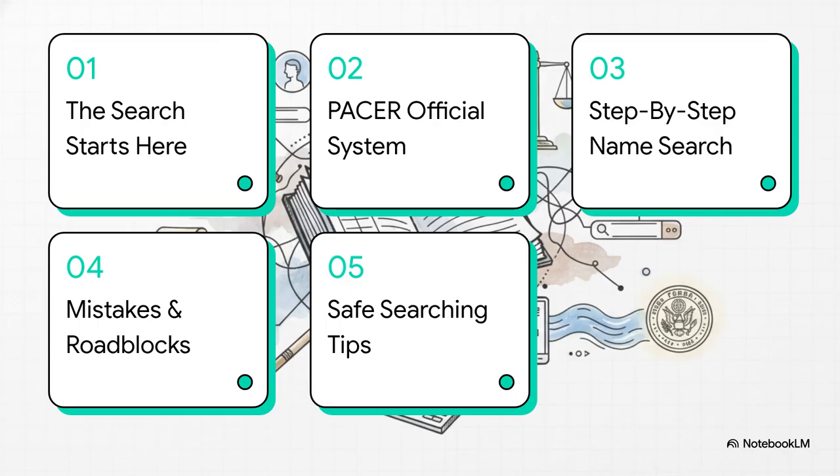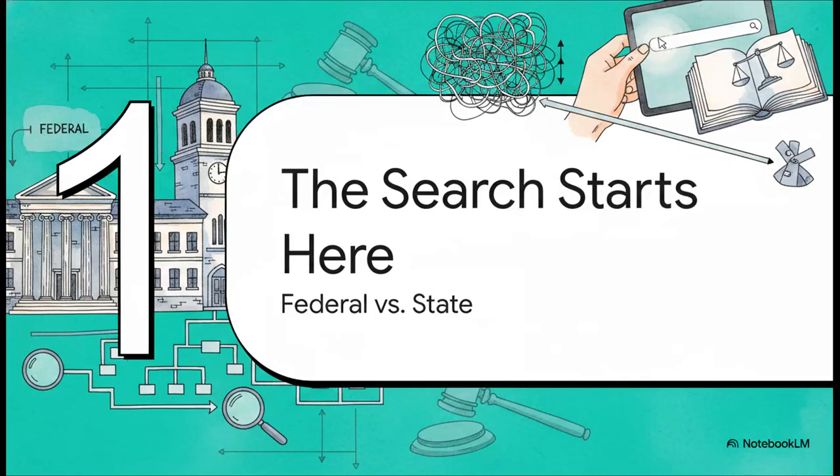To get you searching accurately, we're going to break down this process into 5 simple parts: where the search starts, the official system, a step-by-step guide, overcoming roadblocks, and some final safe searching tips. All right, part 1. The search starts here.